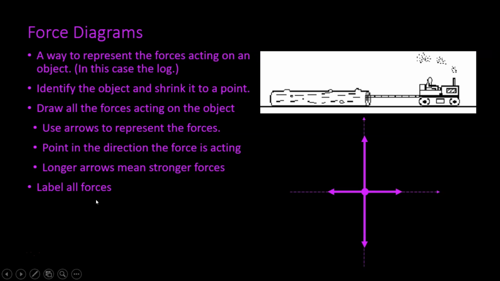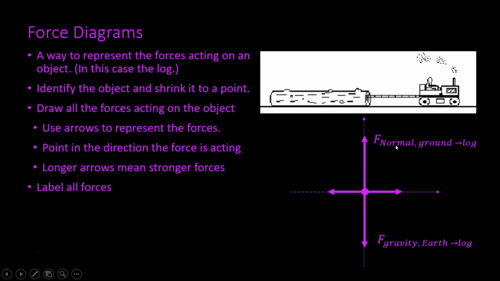Next, we want to label all forces using our force label template. So capital F for force, the type of force, it's a gravity force, and it's Earth's gravity pulling the log towards the center of the Earth. Now let's look at this force.